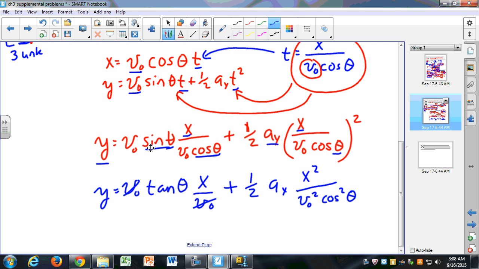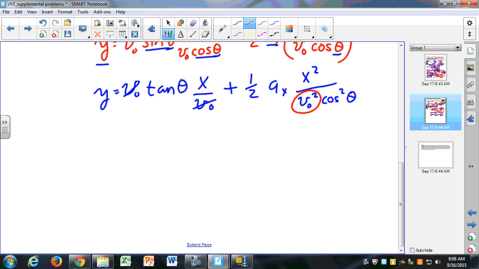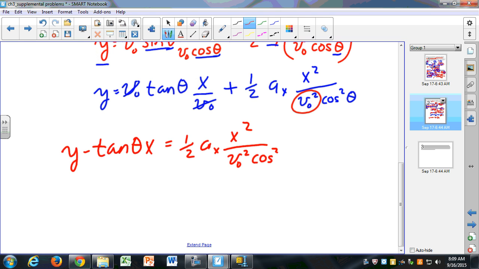And then I just solve for v naught. But look, this is a really easy thing to solve for because this is the only v naught that I have in the equation. So I'll have y minus tan theta x equals 1 half a_y x squared over v naught squared cosine squared theta. And then I just want to isolate that v naught squared.